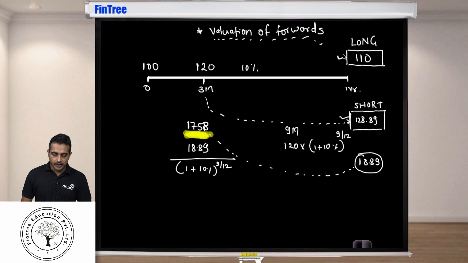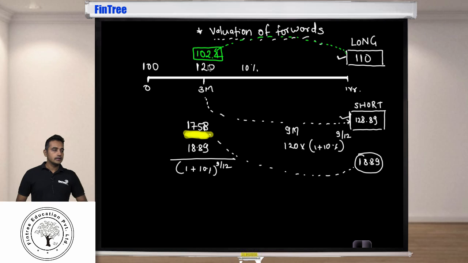Please take present value of this 110 backwards today. That gives 102.4. Now please take the difference between 102.4 and 120. Same. There is one more way.